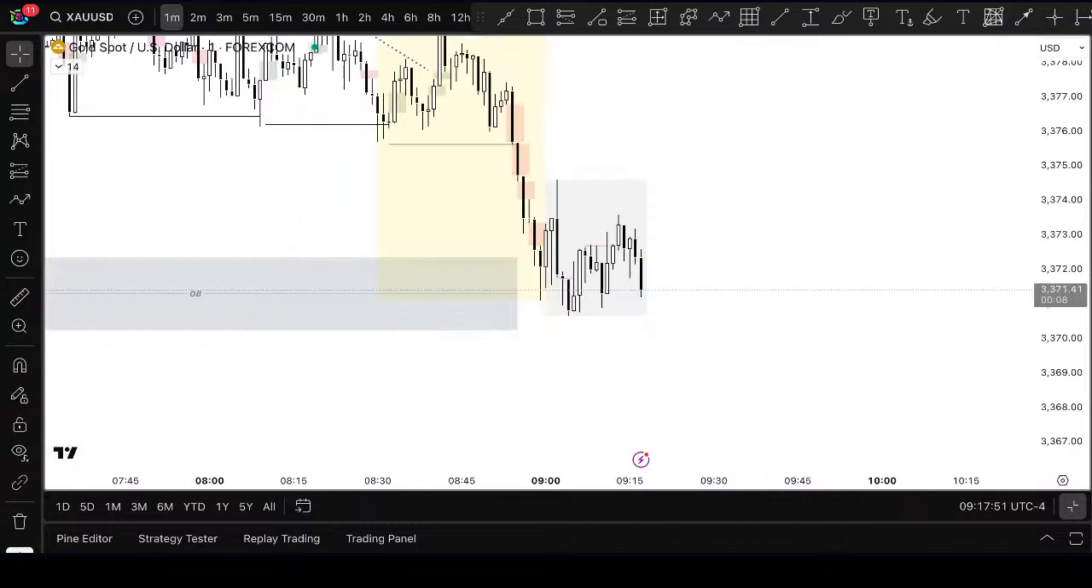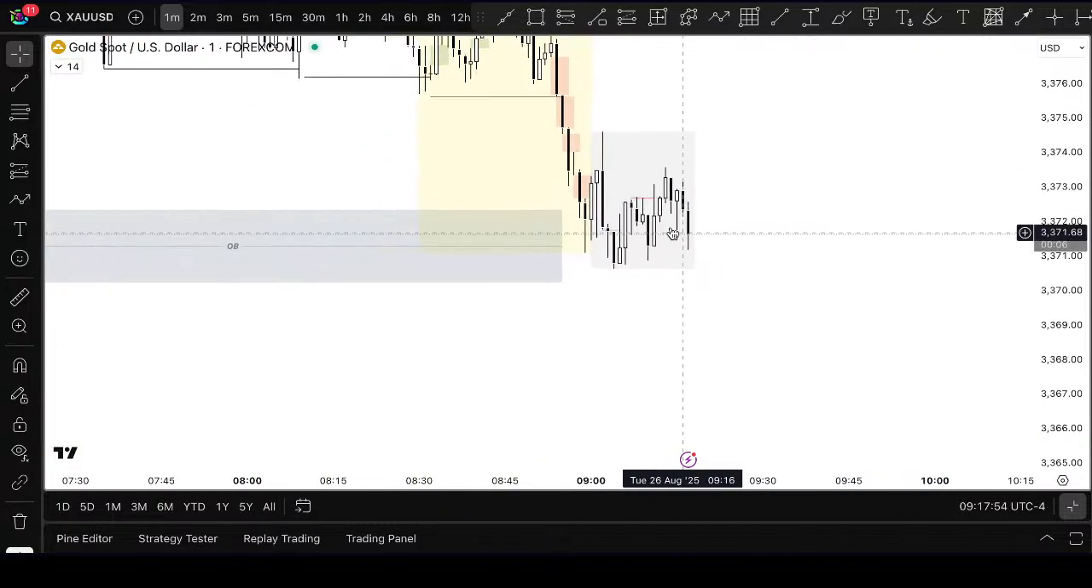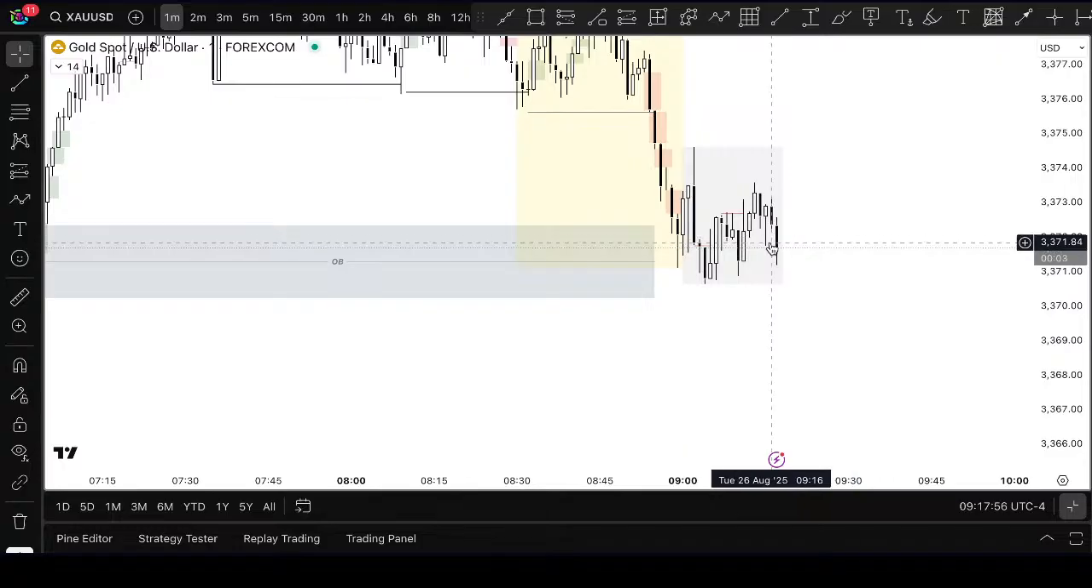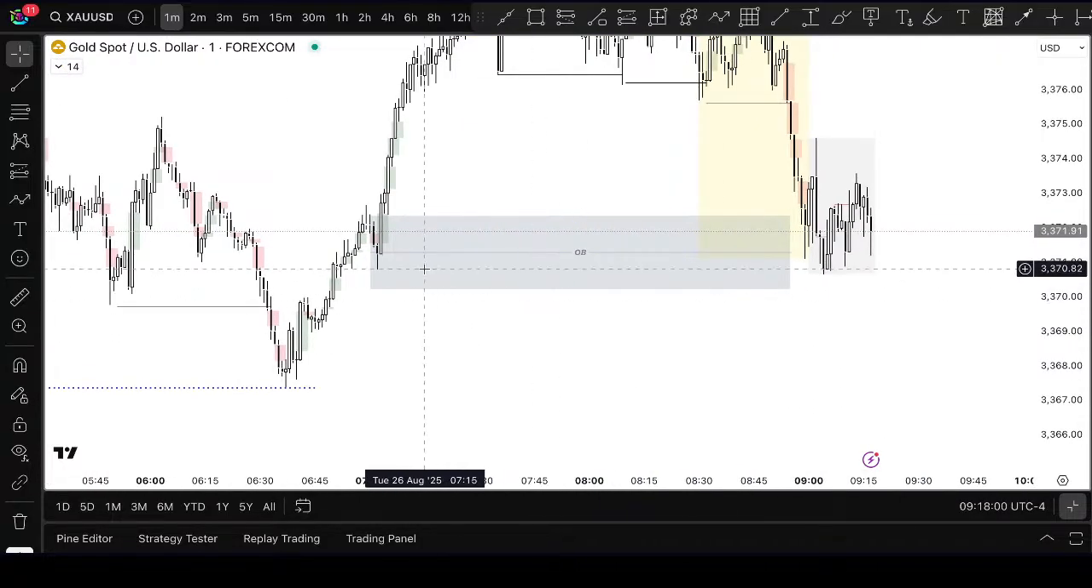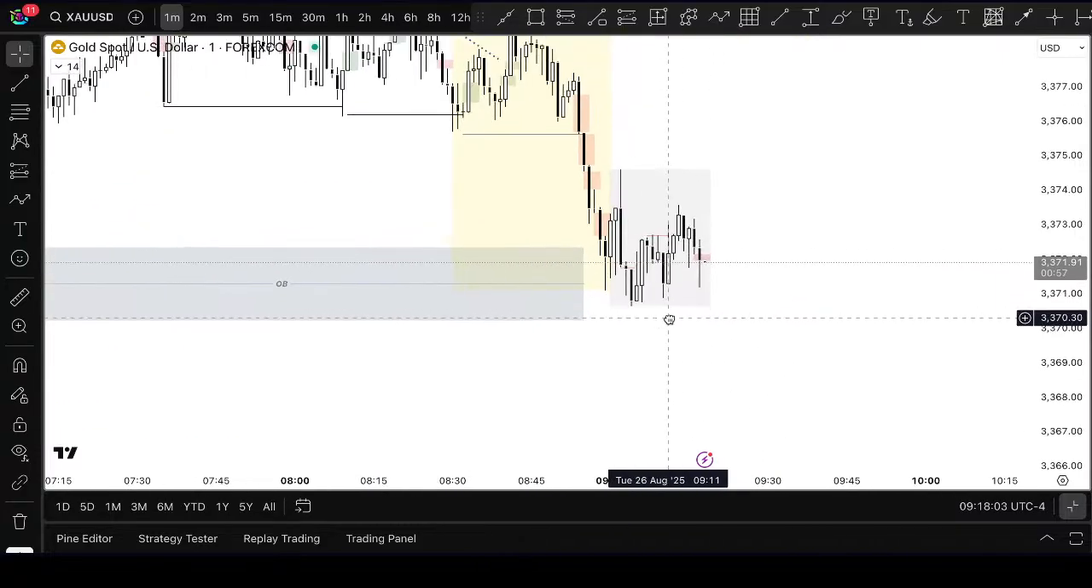So that's that. Now let's see. Yeah, gold is not respecting the. Here, gold also we can take the trade, but I don't see a proper reason to go for long in the trade for gold.